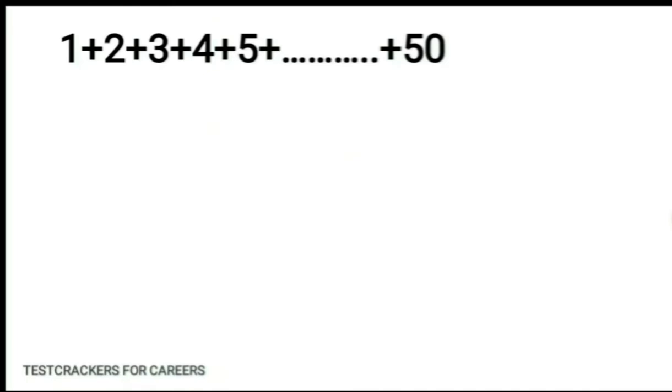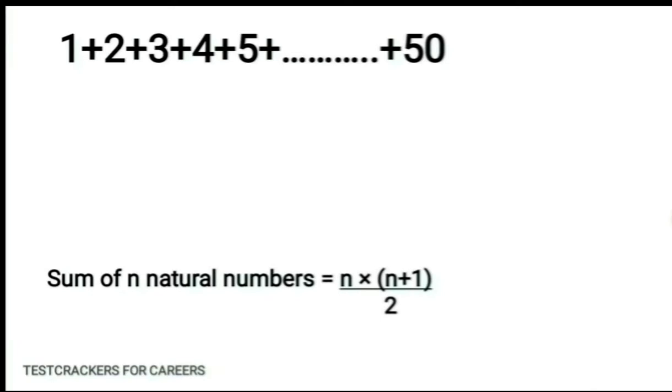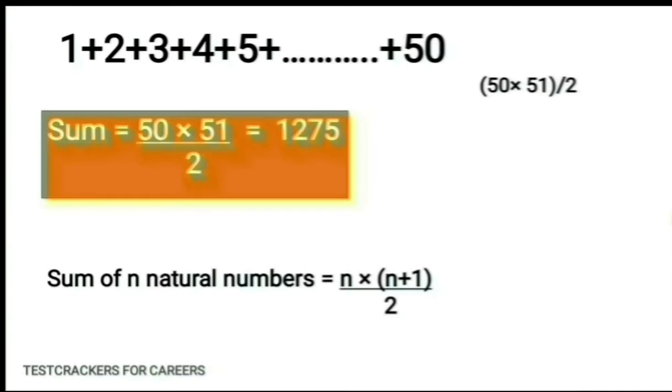Let's see an example. Let's find the sum of n consecutive natural numbers where n is equal to 50. We know that the sum of n consecutive natural numbers is given by n into n plus 1 divided by 2. Here n is equal to 50 and n plus 1 is equal to 51. So we get 50 into 51 divided by 2, which is equal to 1275.